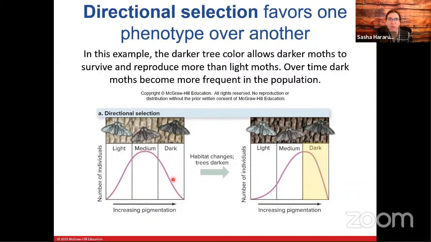So we have a lower number of individuals that are light, a lower number of individuals that are dark, and the highest number of individuals have the medium color that matches closely to the color of the bark. Now, let's say the forest underwent succession, and one species of trees was pushed out by another species of tree. The other species of trees was more competitive compared to the original one, so they gradually overtook the plot of land.